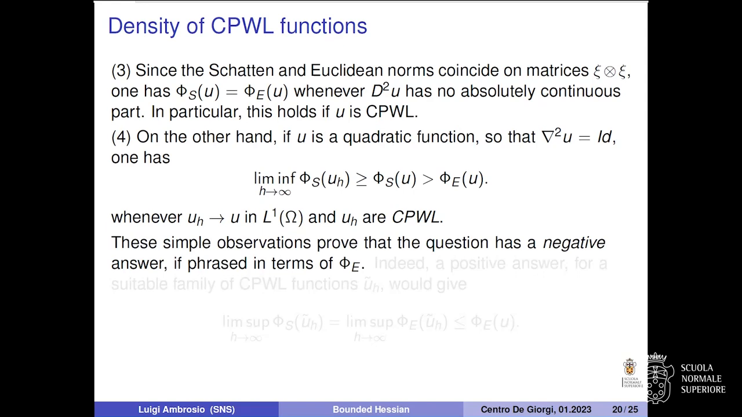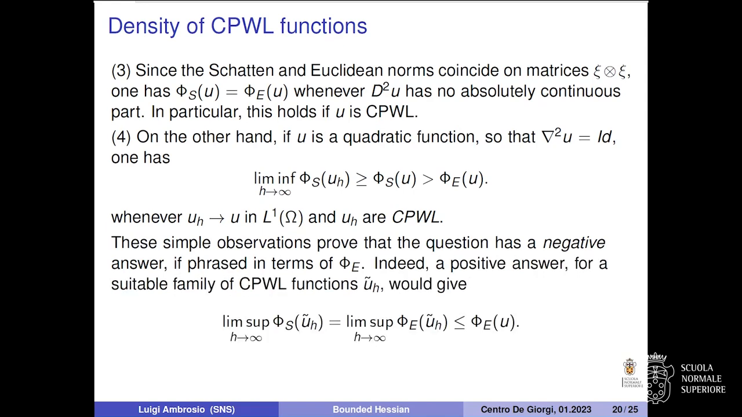And so if you combine these two observations, you get that if you had the positive answer for φ, then the limsup of φ_S of ũ_h would be the limsup of φ_E of ũ_h, which would be less than φ, if we assume that there is a positive answer to φ, but this contradicts the strict inequality here. So this problem has no solution for the Euclidean norm.